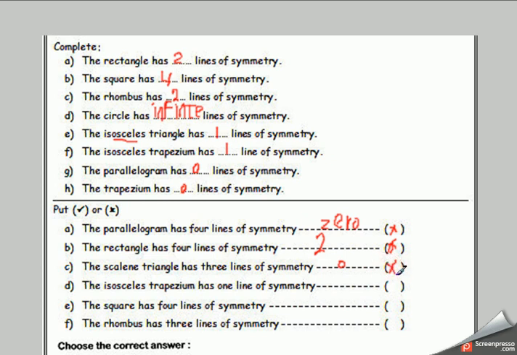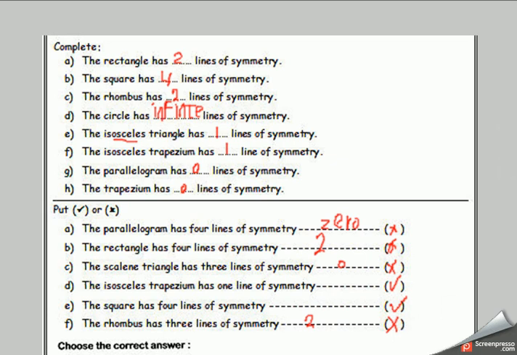A triangle has three lines of symmetry. Who can tell me? Equilateral. Excellent. The isosceles trapezium has one line of symmetry. Yes. The square has four lines of symmetry, the two diagonals and the horizontal and vertical lines. The rhombus has three lines of symmetry. No, it has only two, so it is false.